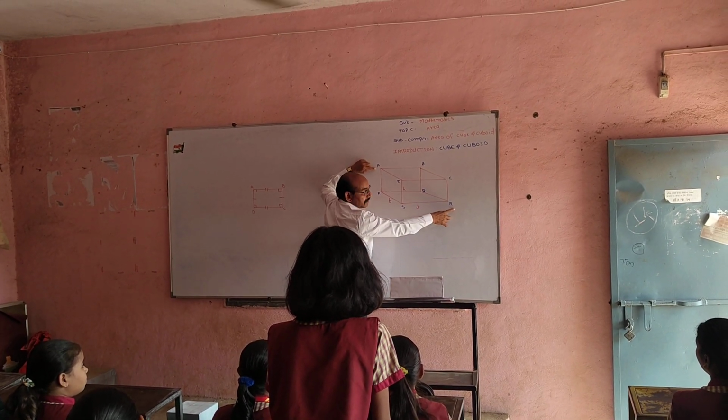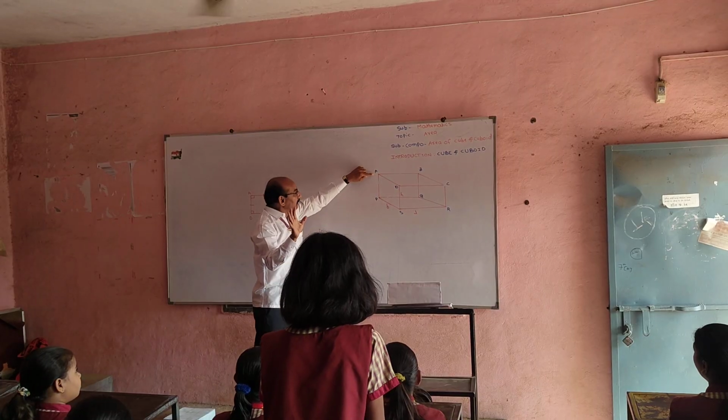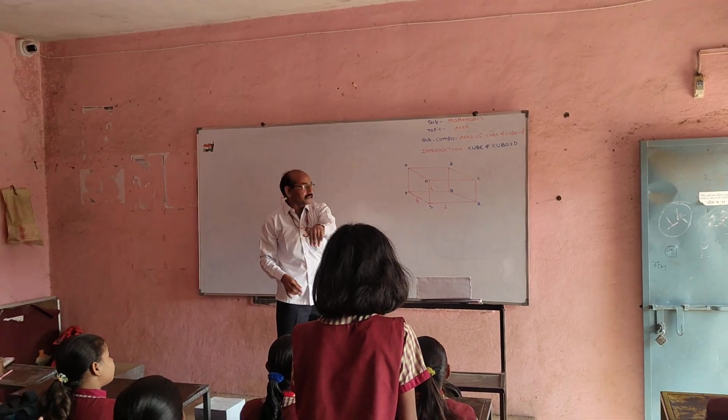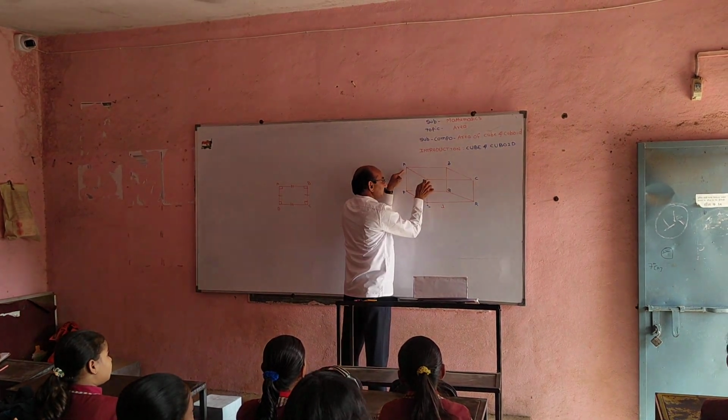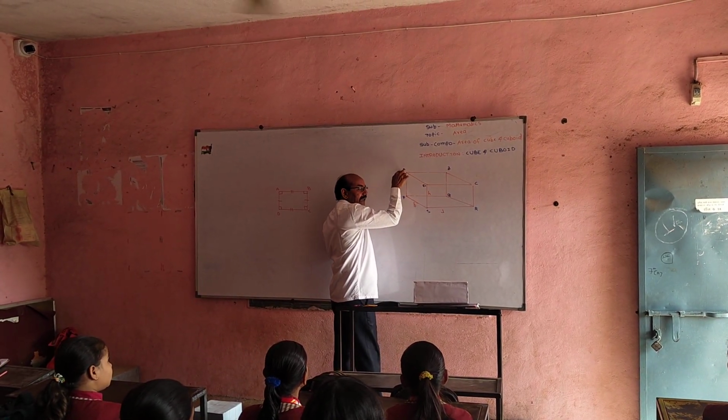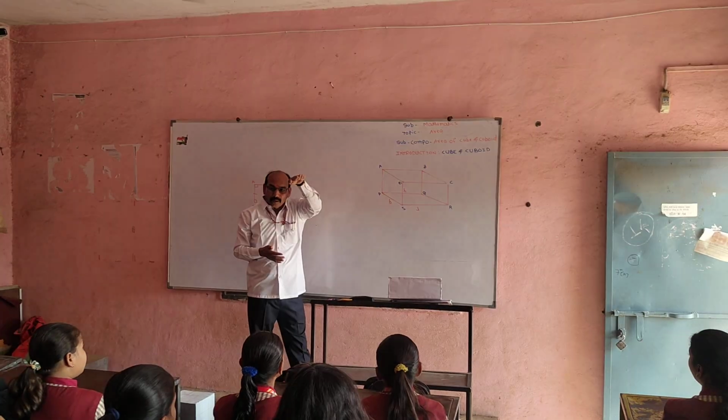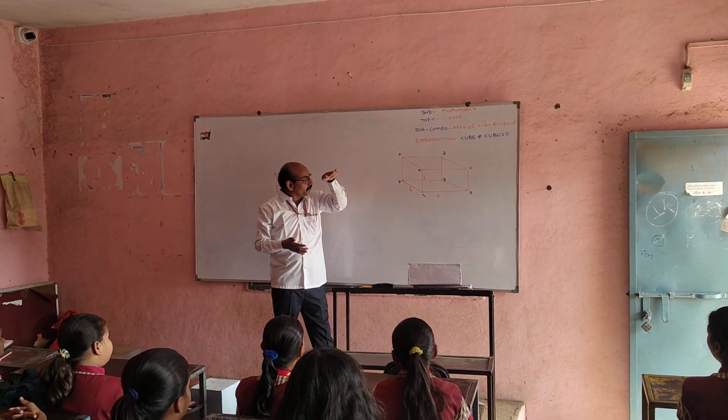Now here there are 12 edges. The first one is AB, the second one is BC, the third one is CD, and the last one is DA. So the top plane has 4 edges.